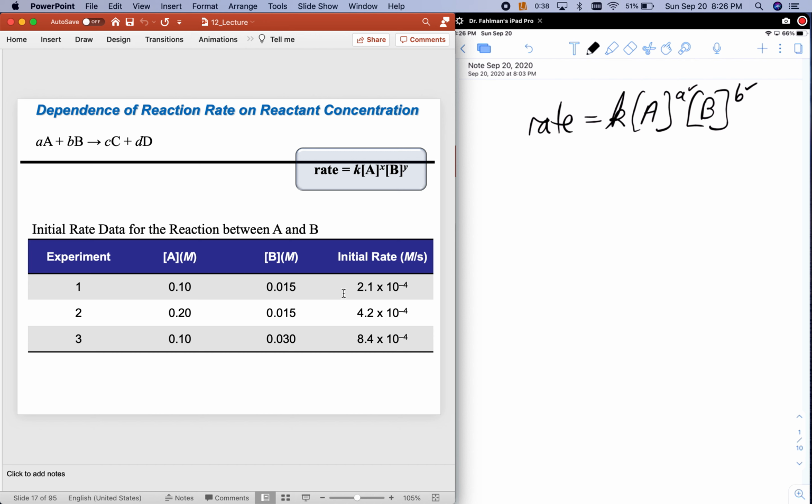Regarding A then, because B is held constant, if A is doubled and the rate is also doubled, then the exponent of A has to be 1, right? 2 raised to the first power is just 2. So far we have got that.